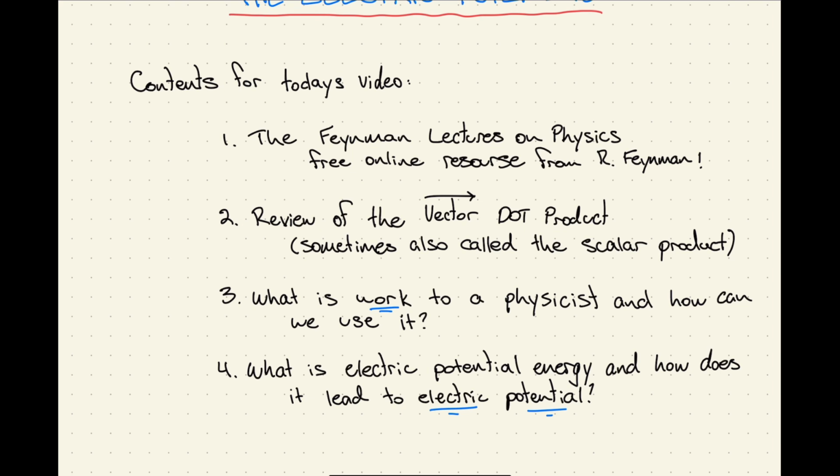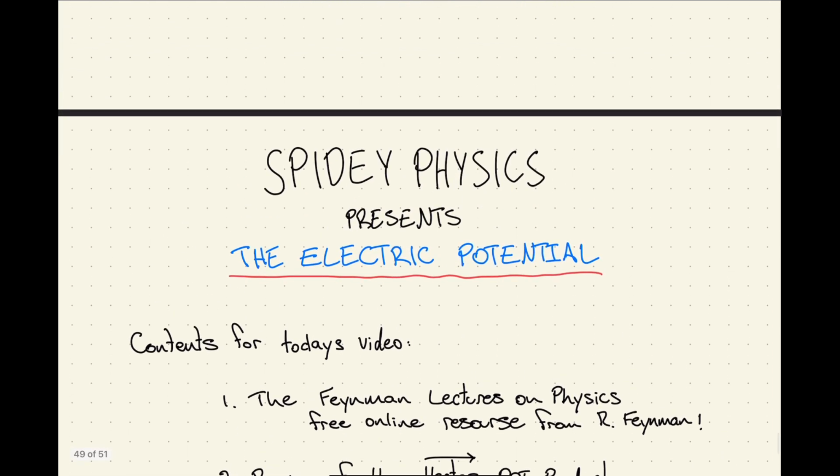And then we're going to see what electric potential energy is for point number 4 and how it can lead to the electric potential. So I think these last couple points about work, potential energy, and electric potential are going to be the main things that you use in this chapter 24 on the electric potential.